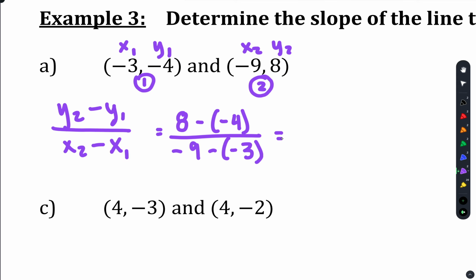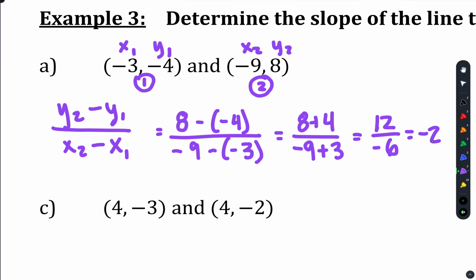Simplify. 8 minus negative 4 is the same thing as 8 plus 4. Negative 9 minus negative 3 is the same thing as negative 9 plus 3. And I simplify. Do not leave your fractions unsimplified. So if I saw this, you'd be losing half credit. We have to simplify this to negative 2, I believe. That's it. Any questions for that?